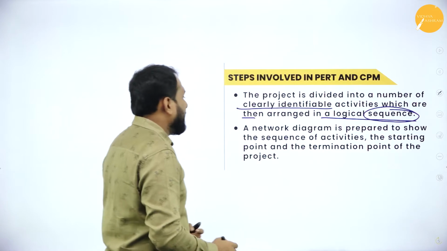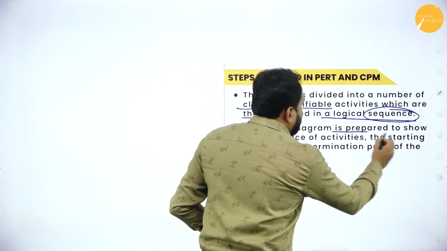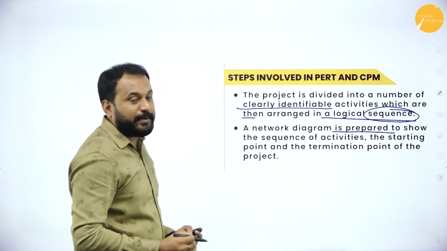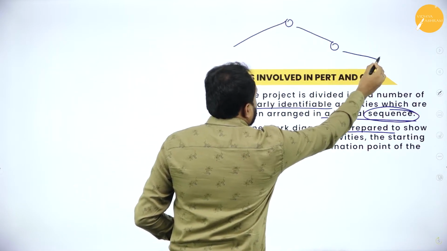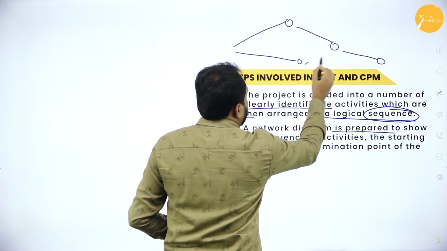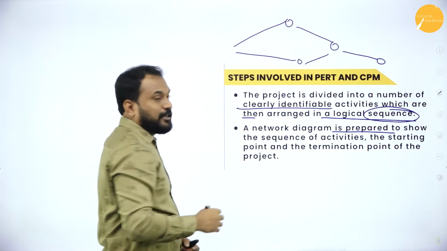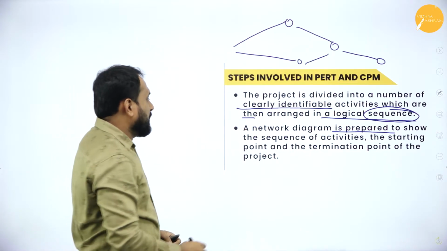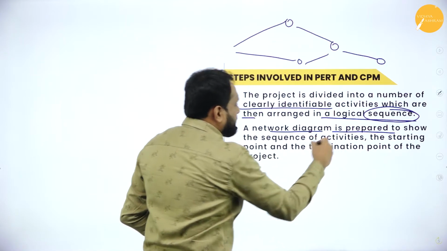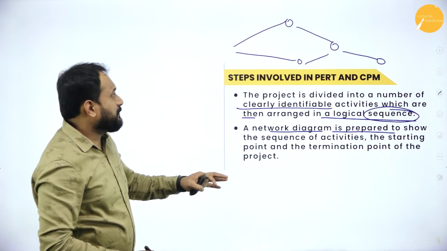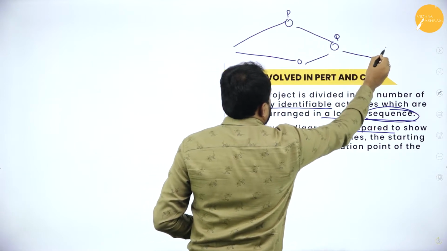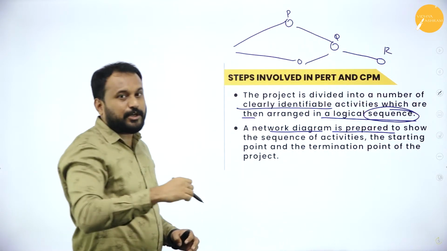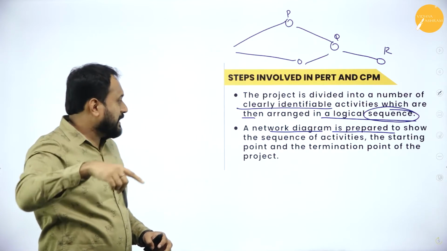The next step: a network diagram is prepared. What type of diagram is prepared? A network diagram. See the network diagram here. All these are network diagrams. The network diagram is prepared to show the sequence. Here you have P, here you have Q, you have R. So it is a sequence. It should go properly, right?